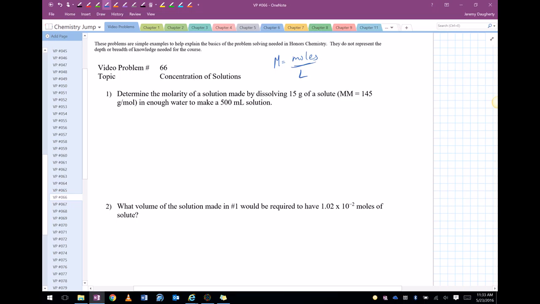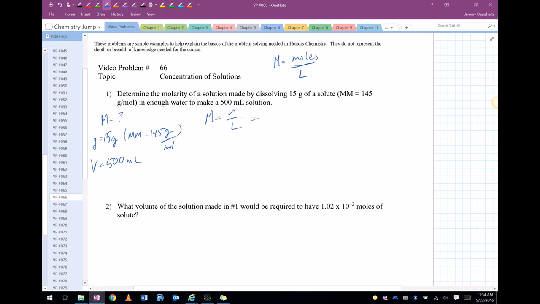Right? So determine the molarity, so we're looking for molarity, made by dissolving 15 grams of a solute. It tells me the molar mass of that is 145 grams per mole, and enough water to make a 500 milliliter solution. So the total volume is 500 milliliters. So we know that molarity is equal to moles divided by liters.